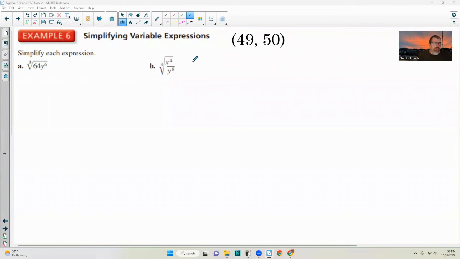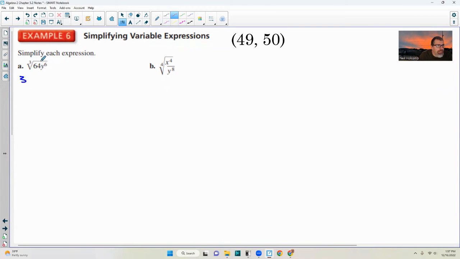Okay, so example 6 says simplifying variable expressions. Simplify each expression. Okay, I don't do it the way the book does it. I've been doing this a long time, and I see the struggles that students have with trying to follow certain ways. So I've tried to find the best way to explain it. And with the experience I've had, this is the best way to do it, I think.